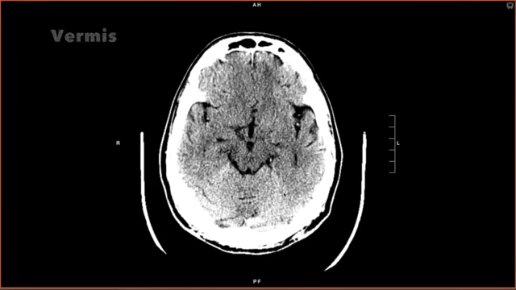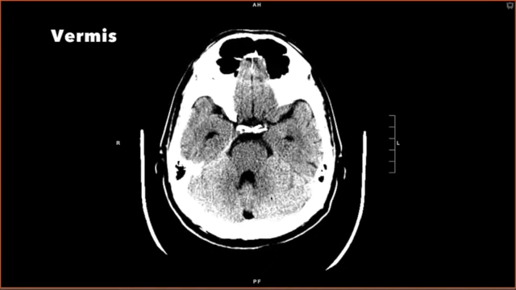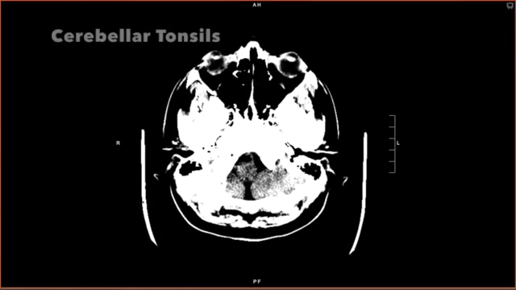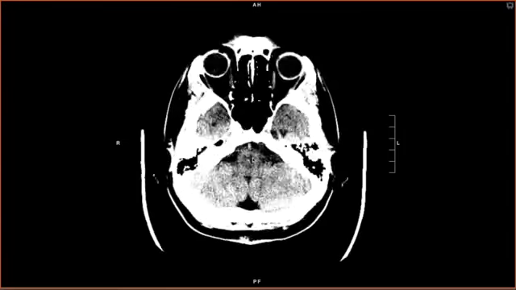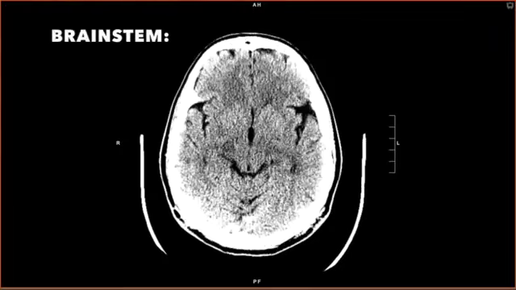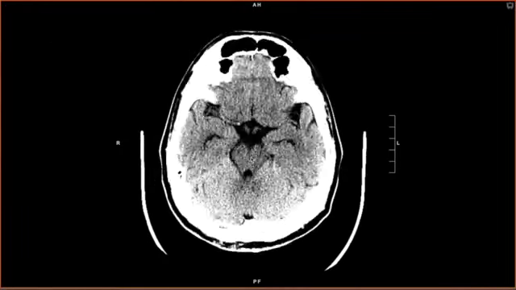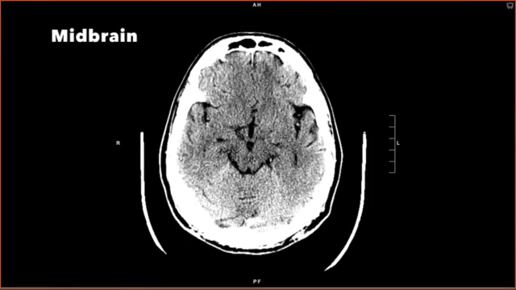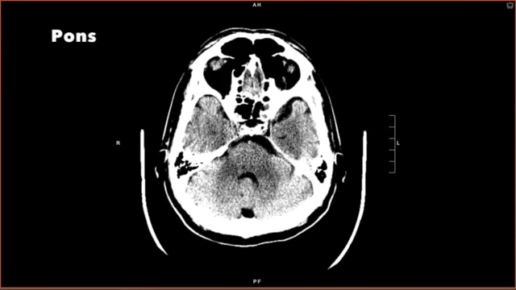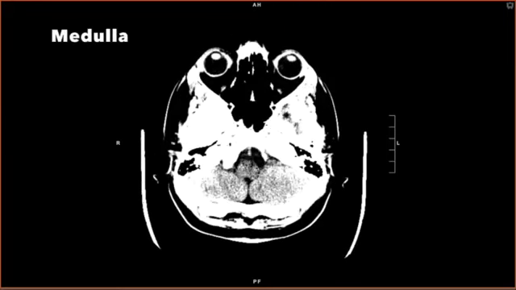For now, just know that in the midline we have the vermis, and we have the right and left cerebellum. Here is the cerebellar tonsils inferiorly. Notice their normal location on a normal scan. This here in the midline, where my mouse is, is the brainstem. The brainstem is separated from most superiorly to inferiorly into the midbrain, the pons, and the medulla.